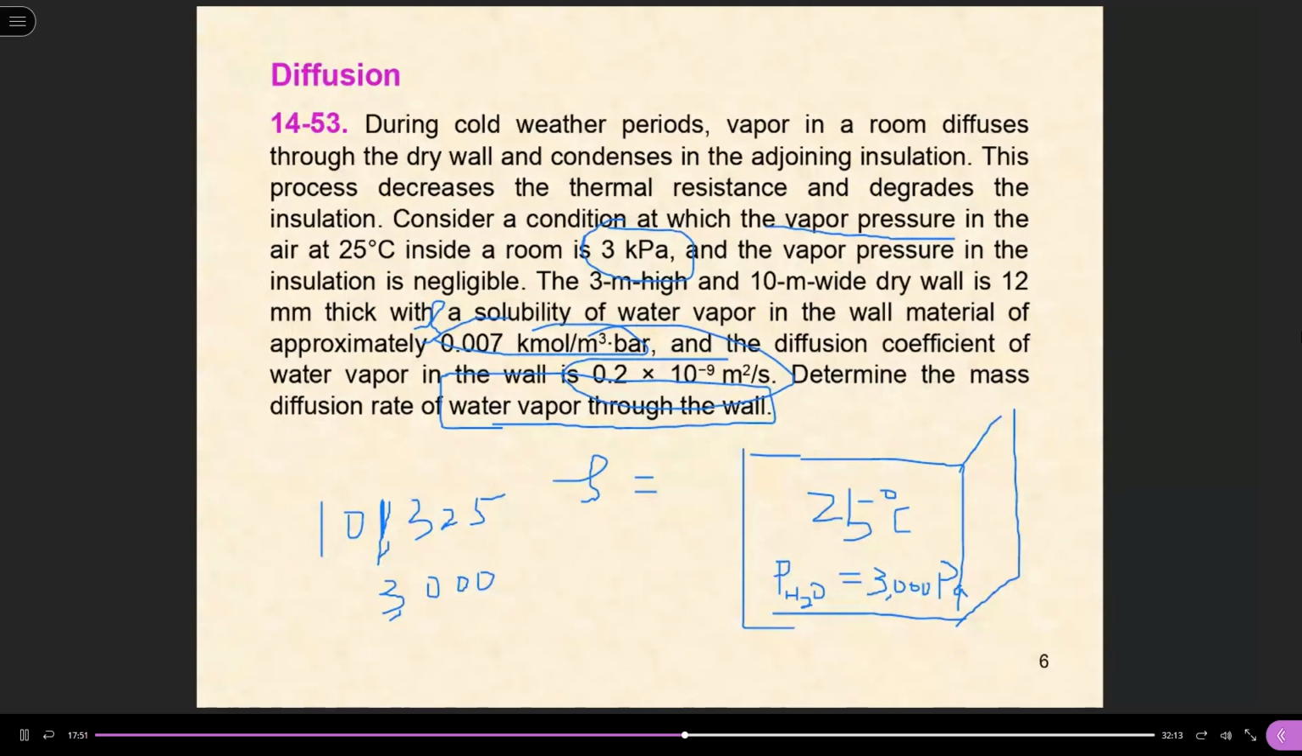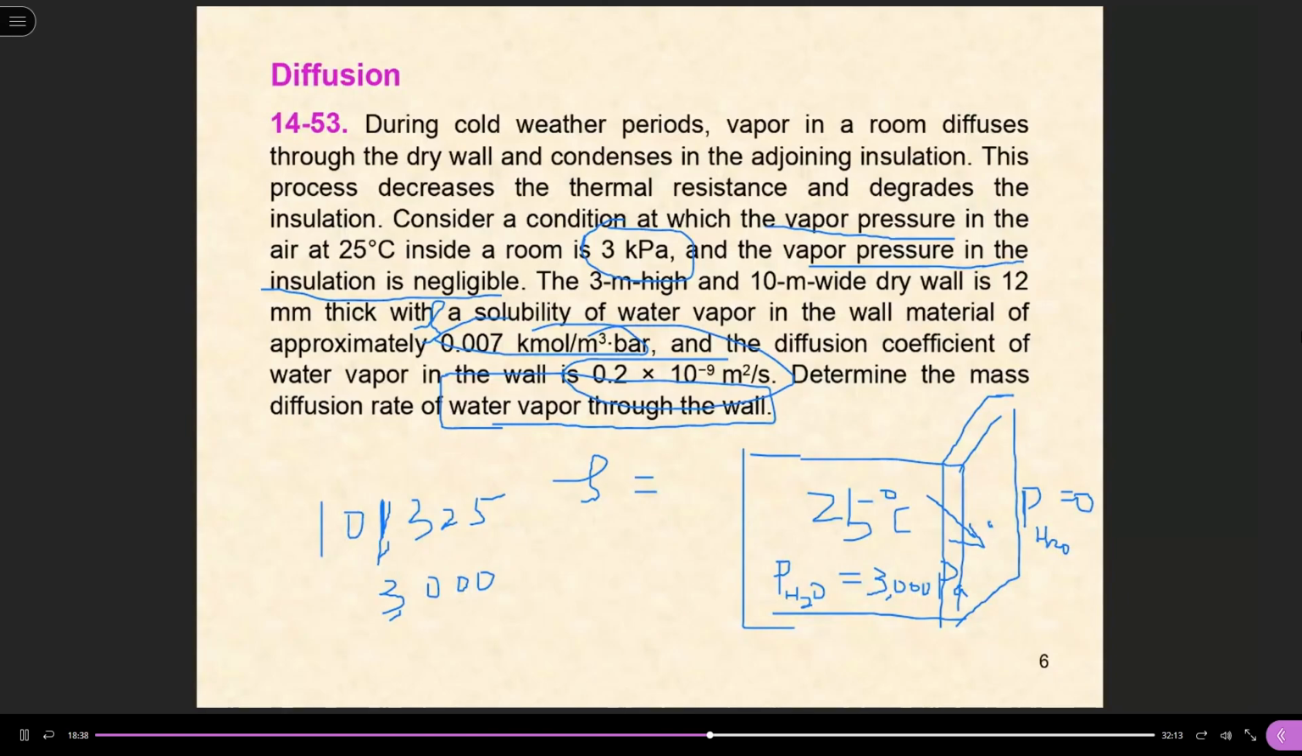The vapor pressure in the wall, in the insulation, is negligible. That means on the other side of the wall, let's say here, P water is equal to 0. Basically, the question tells you the water vapor pressure in the air on both sides. It asks you to calculate the moisture transfer through the wall. Now you need 2 parameters.